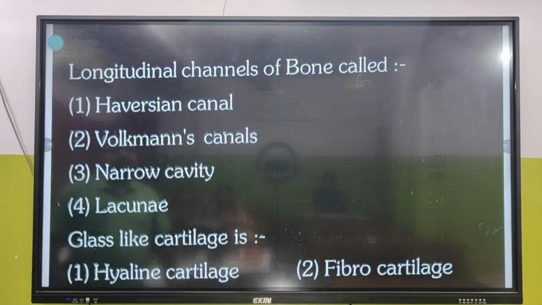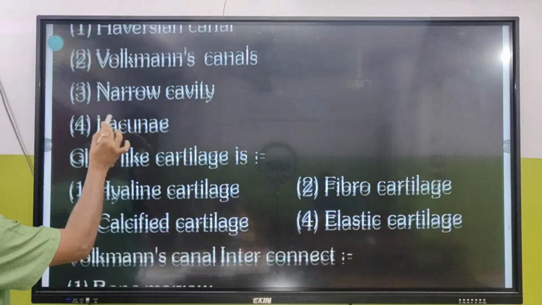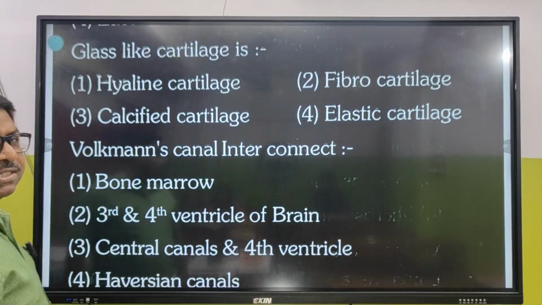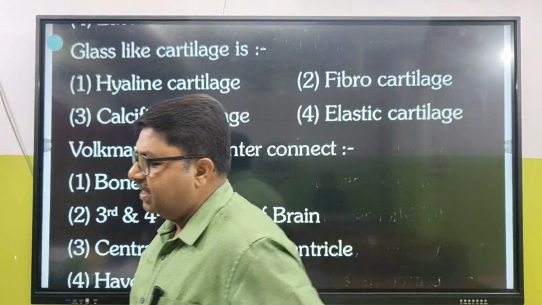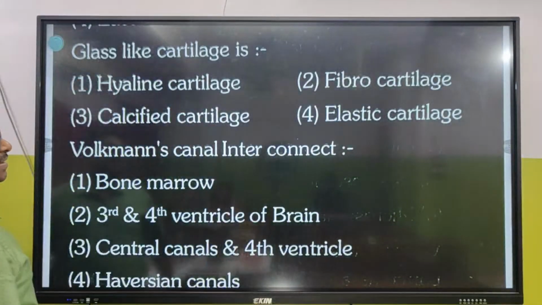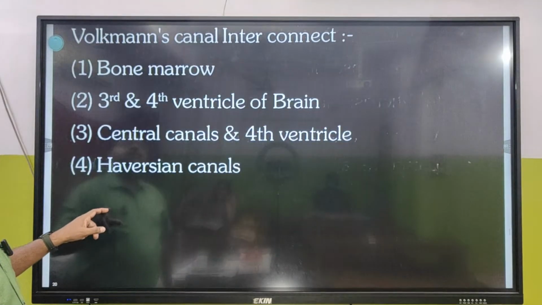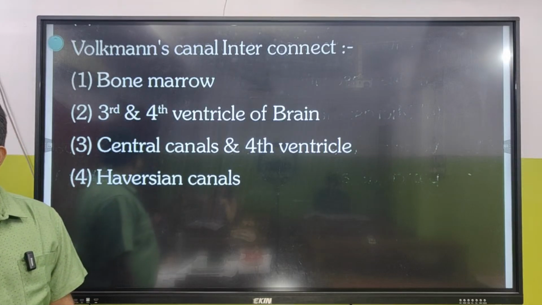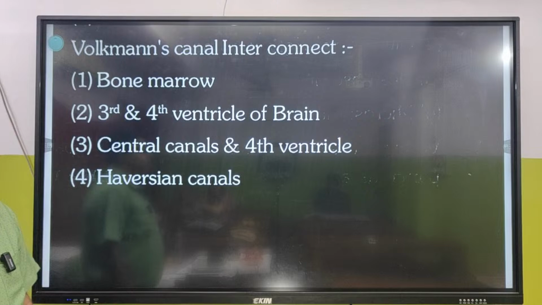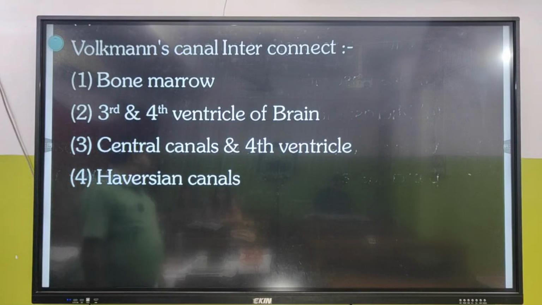Very good, Haversian canal. Longitudinal channels of bone are called Haversian canal. Glass-like cartilage, just now we have talked about that. Hyaline cartilage is glass-like cartilage. Very good. So I have a question: why is it only glass-like? I told you that they are transparent. So she is asking that. No, not that transparent that you can see. Volkmann's canal interconnects.